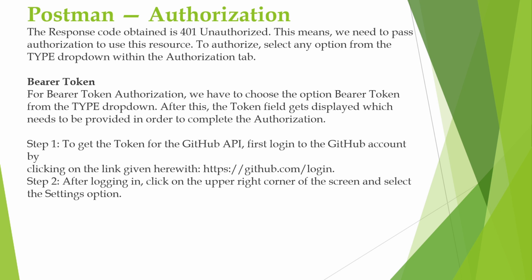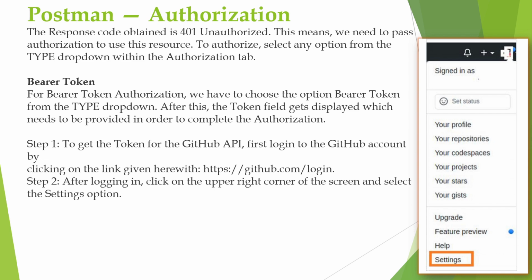What is this bearer token? For bearer token authorization, we have to choose the option bearer token from the type drop-down. After this, the token field gets displayed, which needs to be provided in order to complete the authorization. So in order to get the token from the GitHub API, first we need to log into the GitHub account. Then after logging in, click on the upper right corner of the screen and select the settings option.